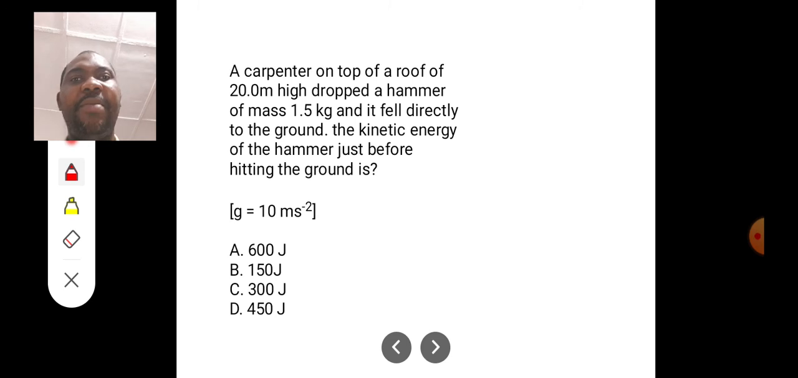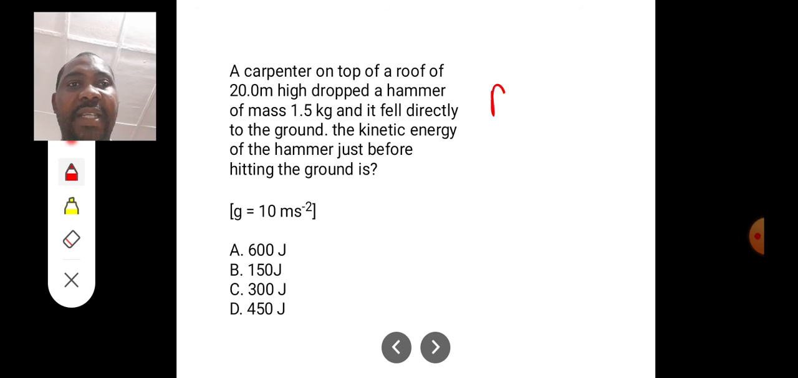It says a carpenter on top of a roof 20 meters high dropped a hammer of mass 1.5. Remember, being on top of a roof, it has potential energy. He drops a hammer of mass 1.5 kilogram and it fell directly to the ground. The kinetic energy of the hammer just before hitting the ground is, in this case, the maximum kinetic energy. And remember, maximum kinetic energy is equal to maximum potential energy according to the law of conservation of energy.